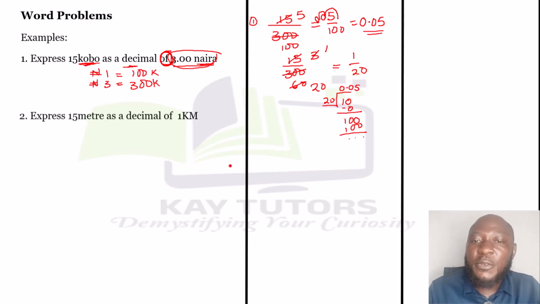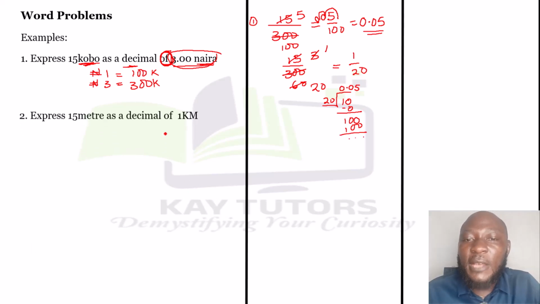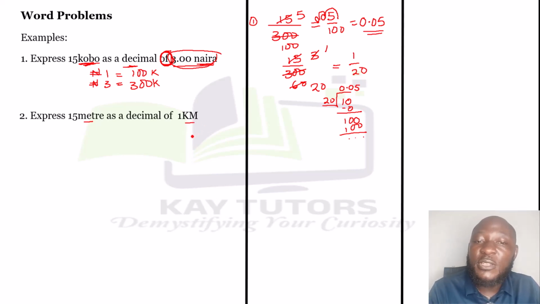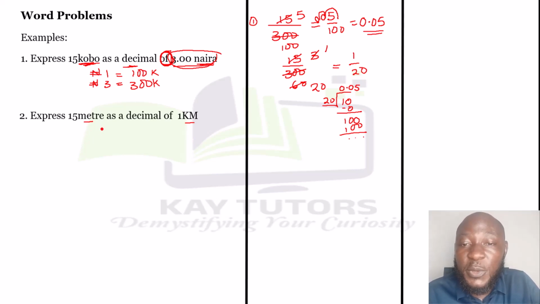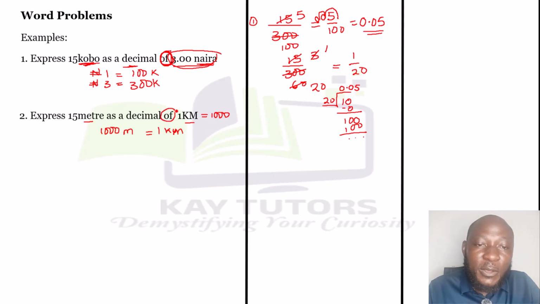Number 2, express 15 meters as a fraction of 1 kilometer. Now here we have meter and kilometer, different units. So we are expected to convert one of the units to the other just to make the units the same. In this case, for every 1,000 meters, we have 1 kilometer. So we have 1,000 here, and we have "of" here, remember the "of".